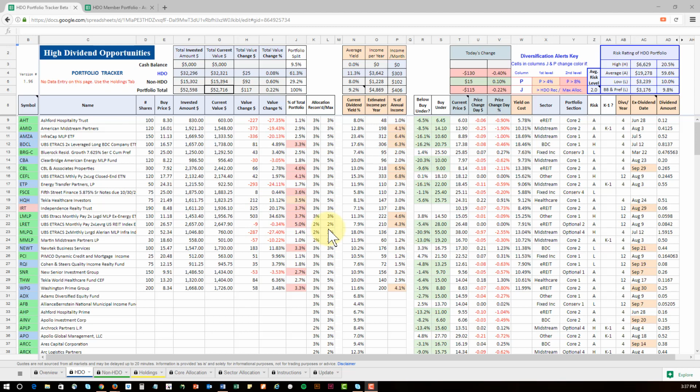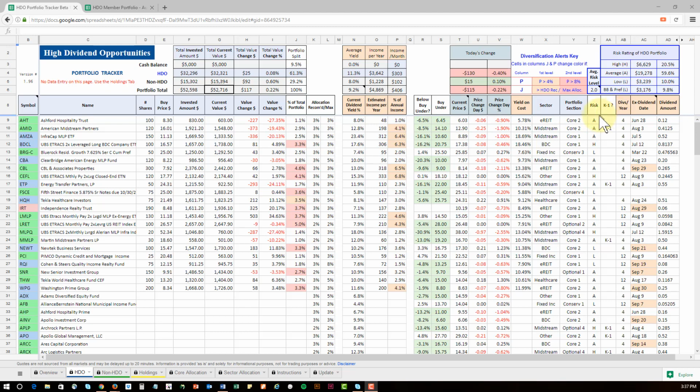The individual allocation alerts are based on the HDO maximum percentage recommended. The buy below or buy under is located right next to the current price, along with the percentage above or below with a green highlight. The investment sector, HDO portfolio section, and K1 tax columns are also provided here.